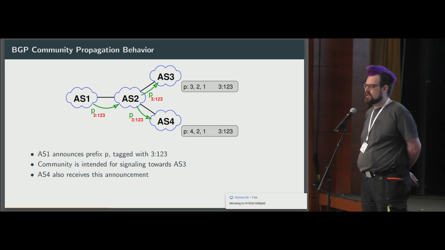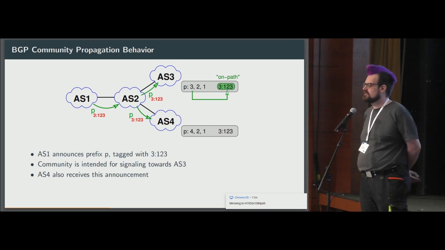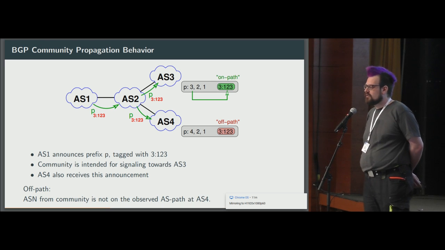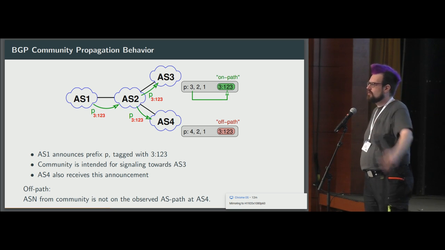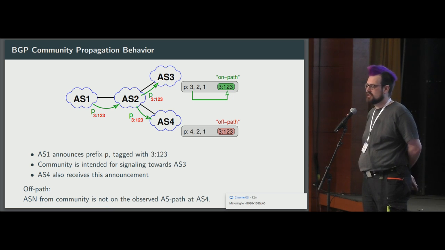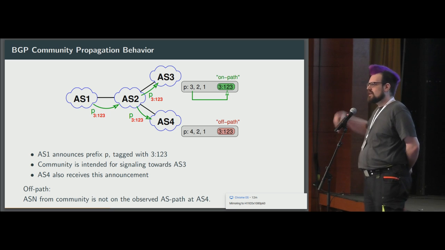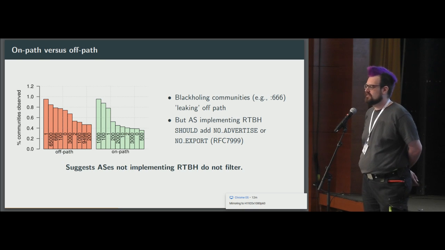So we end up with two different AS paths, and in the first case, for our research, we call this community to be on path because the AS value from the AS community is present on the AS path that we record in AS3. In AS4, we call this community to be off path because the AS number 3 is not present on the AS path. It could also be that the AS that is being signaled for is further hops away behind AS4, but in both cases, this would be called off path because the AS number is not present on the recorded AS path. And if we now take the right part of these community values, separate them by on path and off path and plot this, we end up with this distribution.